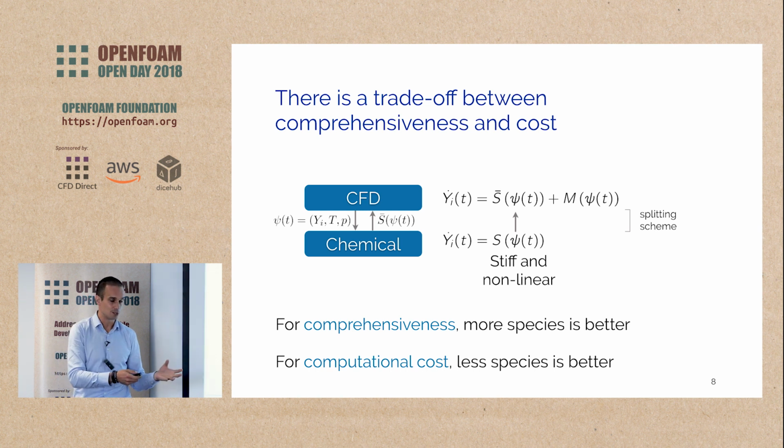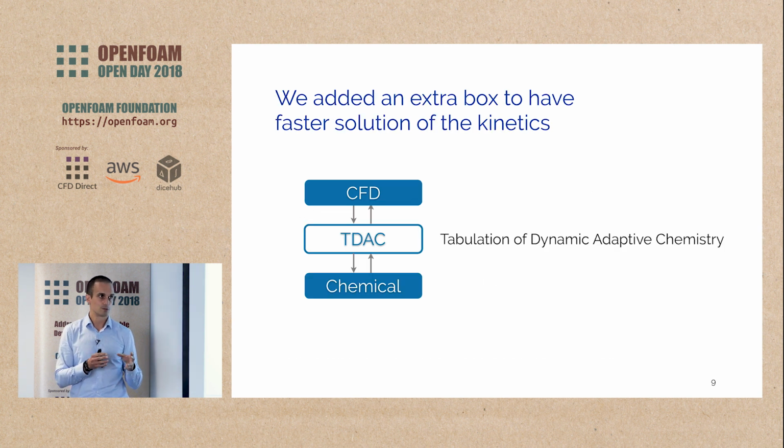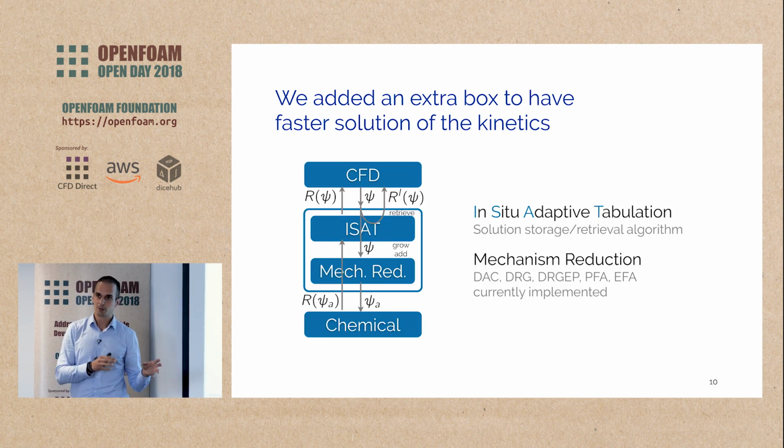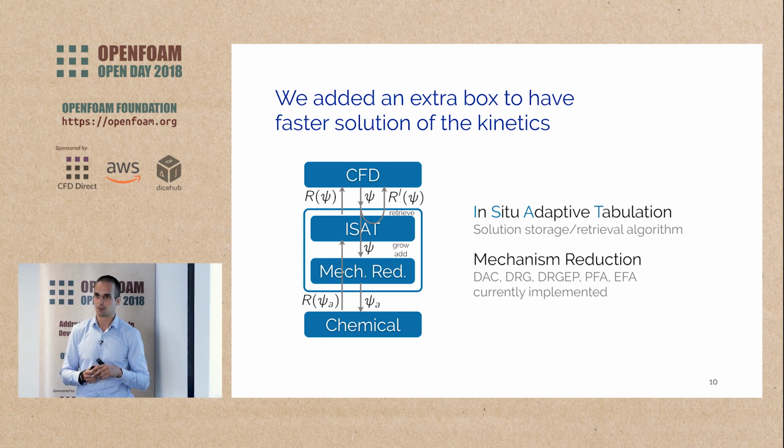So you want a lot of species, but to have your solution in a reduced amount of time, you also want to get rid of as many species as possible. So there is this trade-off between the two, and that's where we wanted to include the work I did during my PhD, which is tabulation dynamic adaptive chemistry. Actually, it's a combination of two methods. There is a tabulation method and a mechanism reduction method, and I will go through the details of these two methods now.